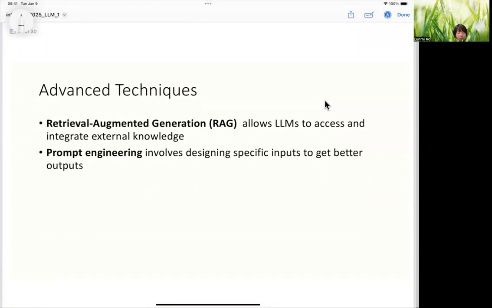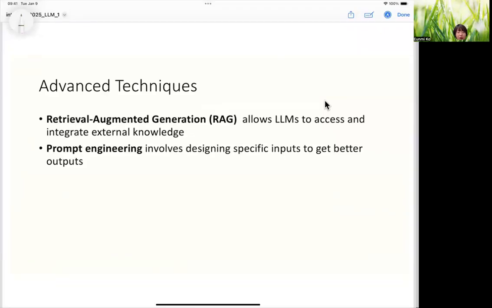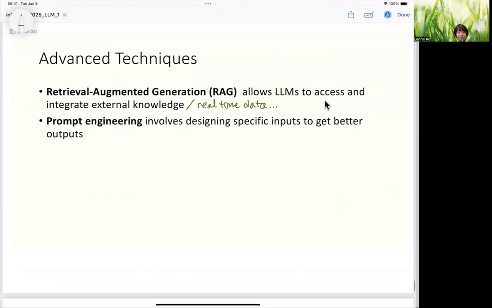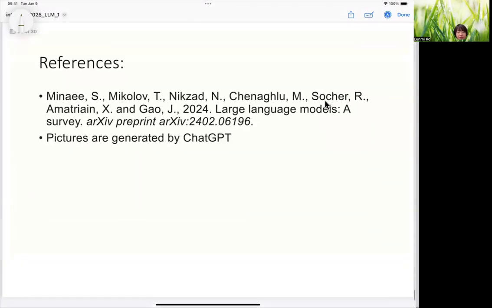All right, so there are advanced techniques to overcome these limitations. Retrieval augmented generation allows these models to access and integrate external knowledge or real-time knowledge. And prompt engineering involves designing specific inputs to get better outputs. Right? If you want to read further, I recommend "Large Language Models: A Survey." All the pictures in this slide were generated by ChatGPT.